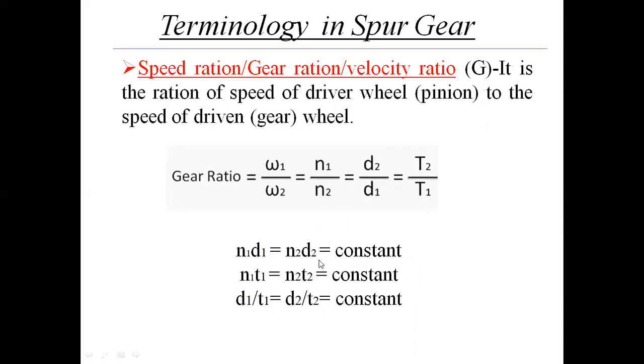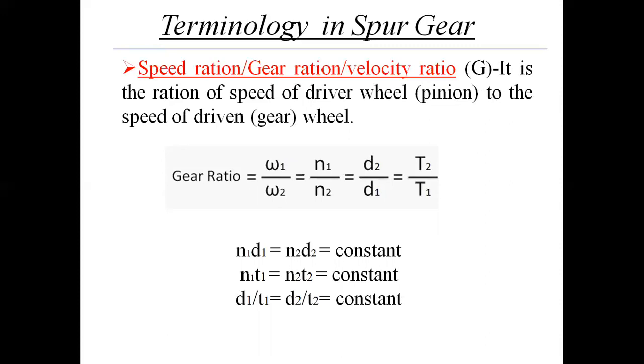And next is speed ratio. Speed ratio or gear ratio or velocity ratio, all the terms are the same, and it is denoted by the capital letter G. It is the ratio of the speed of the driver wheel to the speed of the driven wheel. Driver wheel is the pinion and driven wheel is the gear. So gear ratio will become omega 1 by omega 2, which is the angular velocity of the rotating gears, or you can say n1 upon n2.